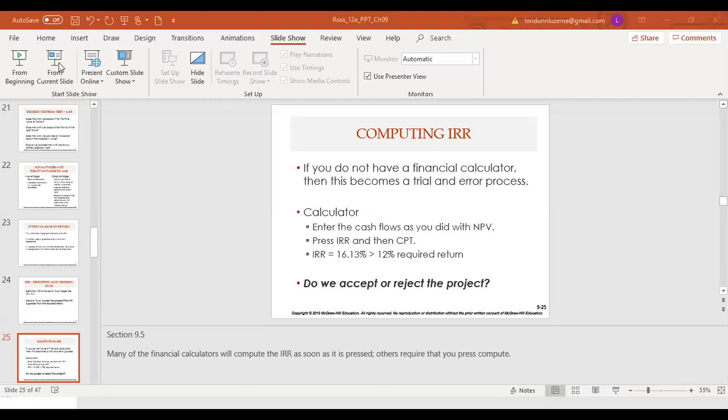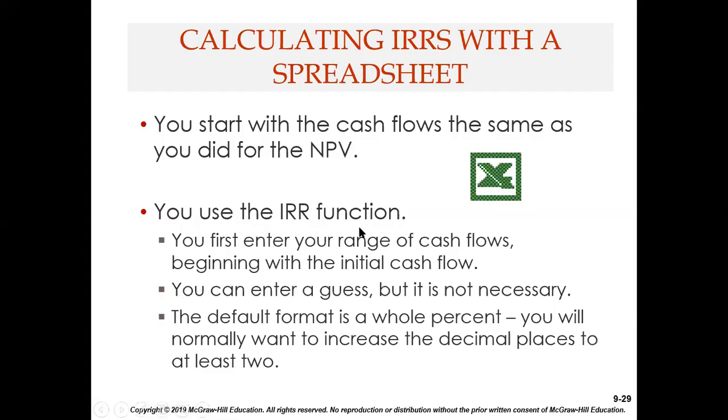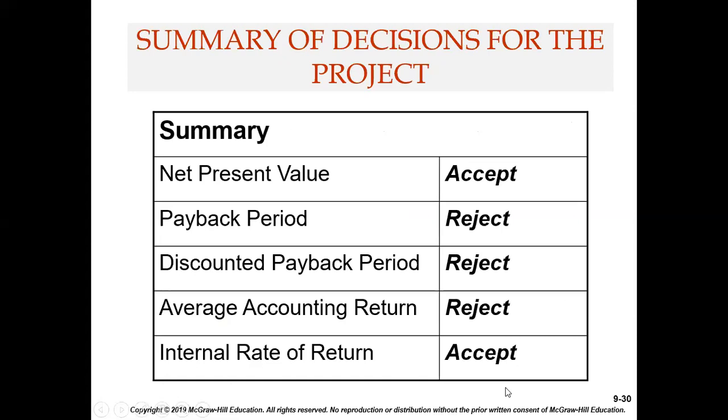All righty. Going back. So take a look at what ended up being decided using each of these methods. If you use the net present value method, you would have accepted the project. If you use the payback period, you wouldn't have. If you use the discount payback, or the average accounting return, you wouldn't have. But with the internal rate of return, you did. So you can see that choosing one method over another could really impact your decision making. So you want to use the method that's going to give you the best decision choice.